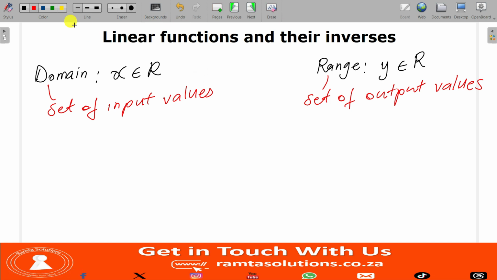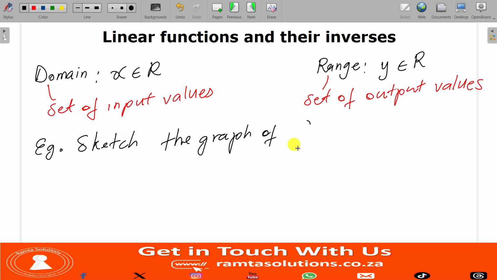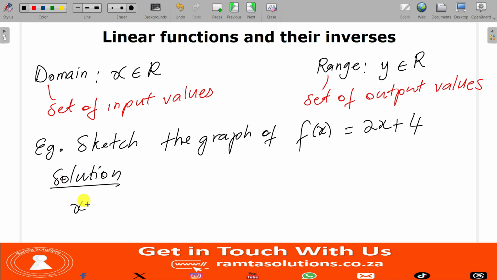So let's have an example. Sketch the graph of f of x equals 2x plus 4. Already you know the y-intercept. Let's begin by finding the x-intercept.